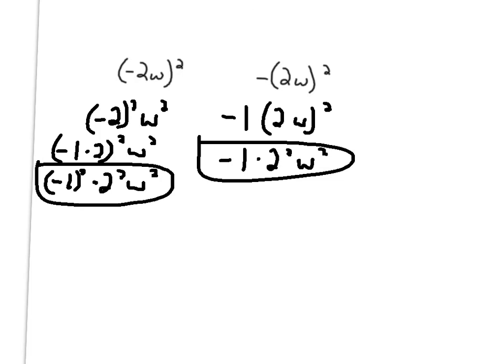Okay? Basically, if I multiplied all these out, this could simplify to negative 1 times 4, which is negative 4w squared, whereas this one would simplify to negative 1 squared is 1, and 1 times 2 squared is positive 4w squared. So these would simplify down to different things. Okay, so it's very important to recognize where the negative sign is located affects the problem.